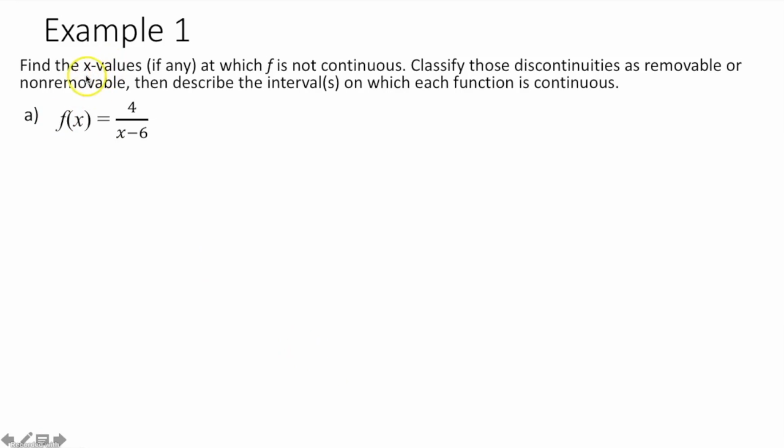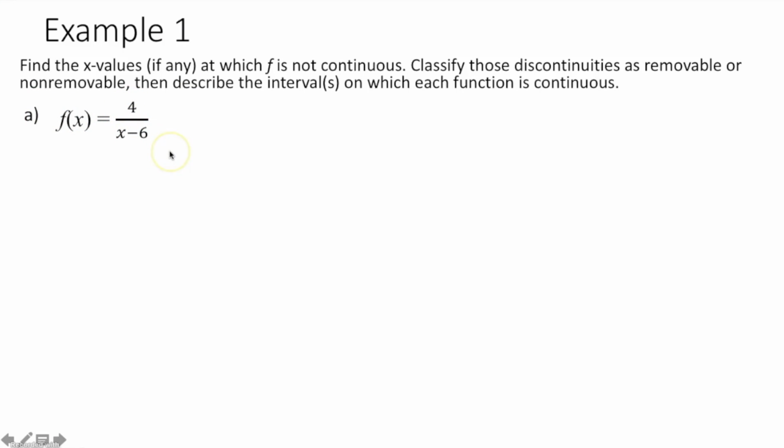Okay, so example 1 says find the x values, if any, at which f is not continuous. Classify those discontinuities as removable or non-removable, then describe the intervals on which each function is continuous. So here our first function, f of x, which is equal to 4 over x minus 6.